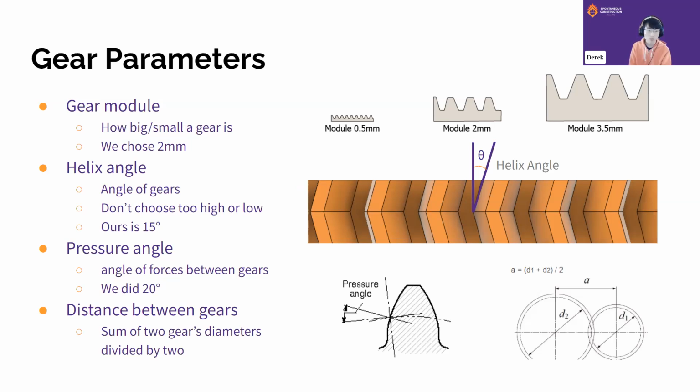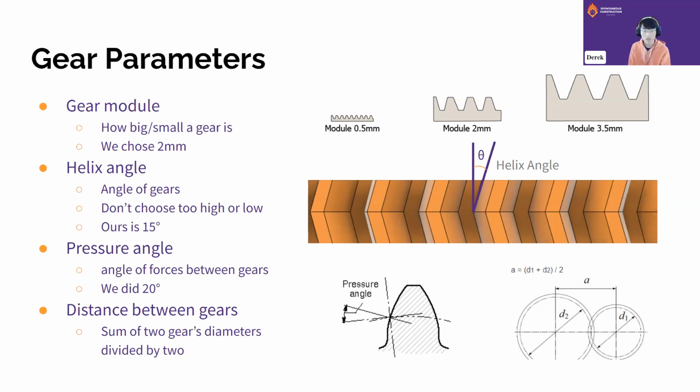For gear module, that's essentially how big or how small the gear is. If you go with a module that's too small, let's say 0.5 millimeters, then you run into issues of the gear stripping if you exert too much force on them. However, if you go too big, let's say a 5-millimeter module, then you will have a hard time with the motor trying to rotate the pod, and you might not have enough room for mounting. We chose 2 millimeters as we found that was a good balance between those two.